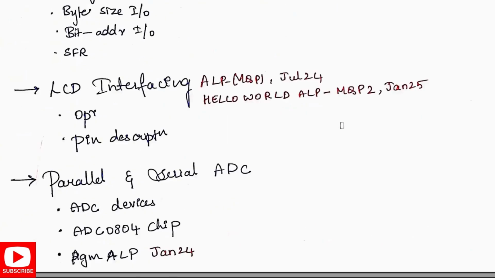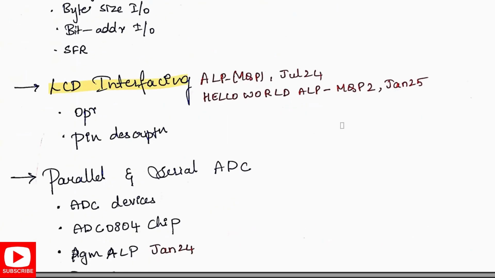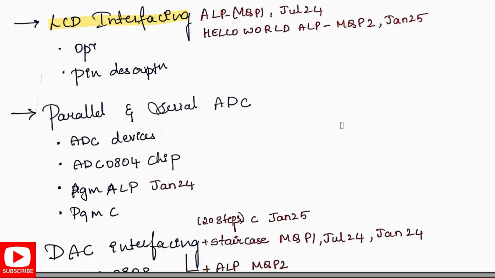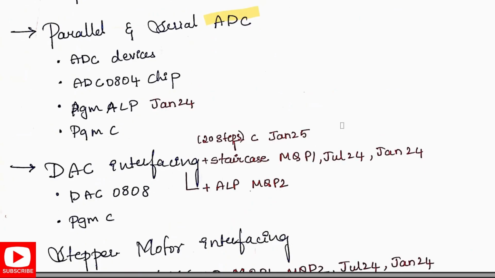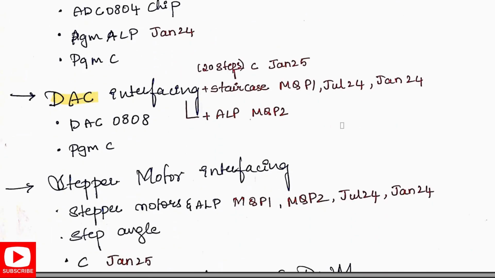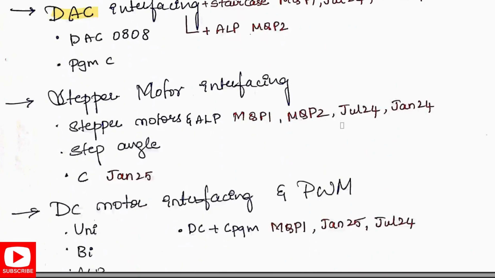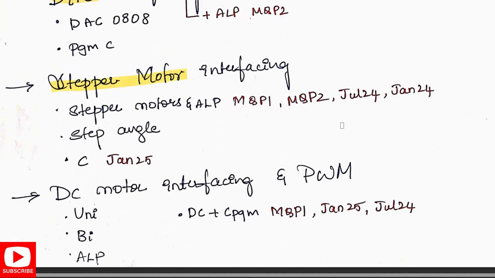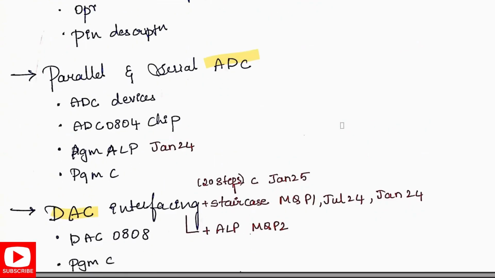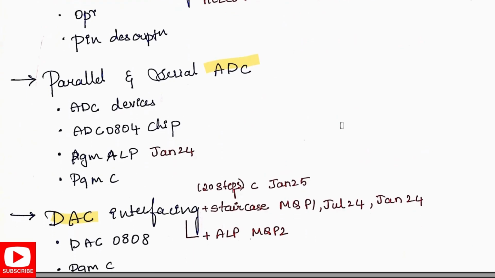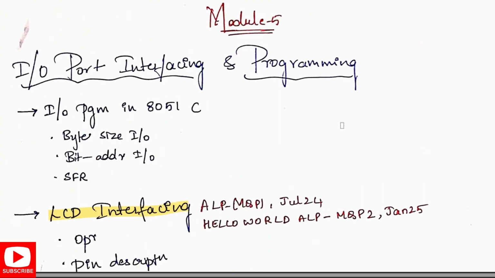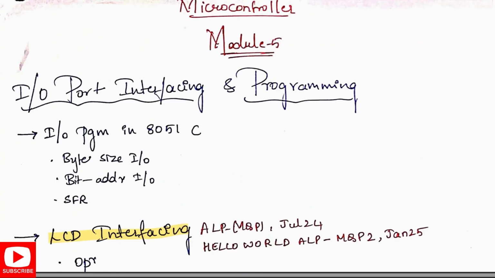You can observe here LCD interfacing. You need to know the connections as well as the ALP program. Then you need to know about the ADC and the DAC, that is the staircase waveform that we'll be obtaining, then the stepper motor and the DC motor. So let's get started. In this video, I'll be explaining only LCD, ADC and DAC. In the next video, we'll go with the stepper motor and the DC motor.